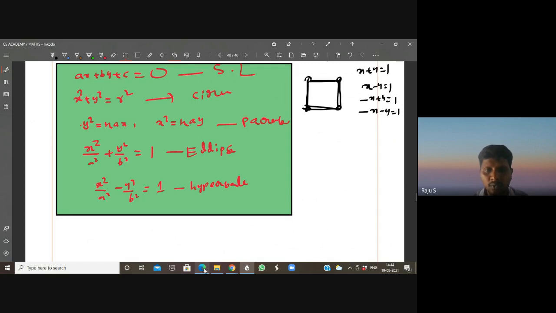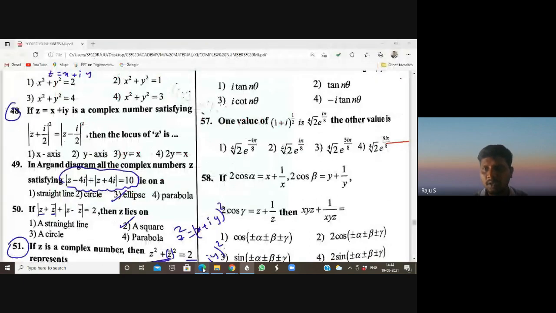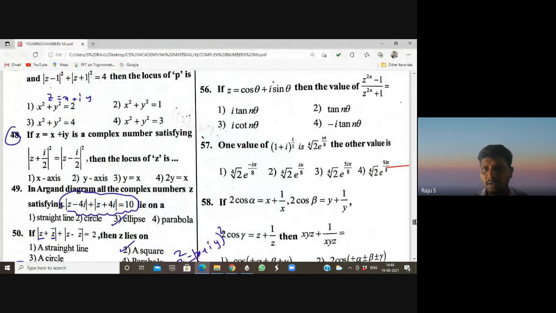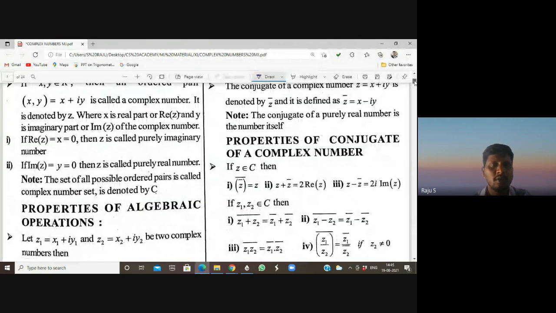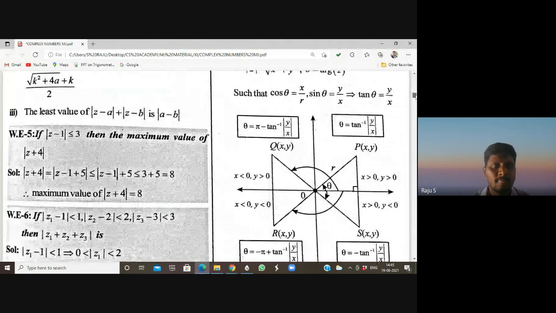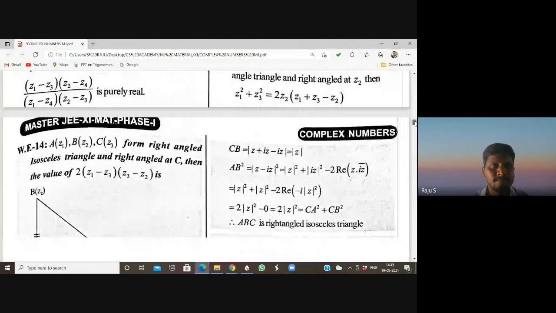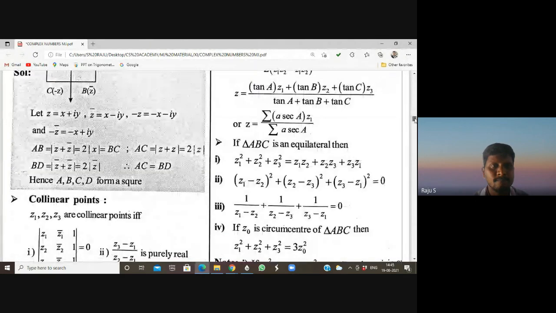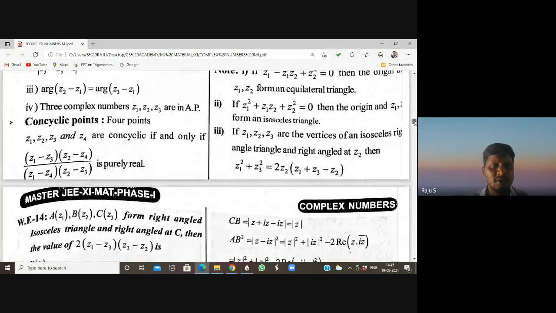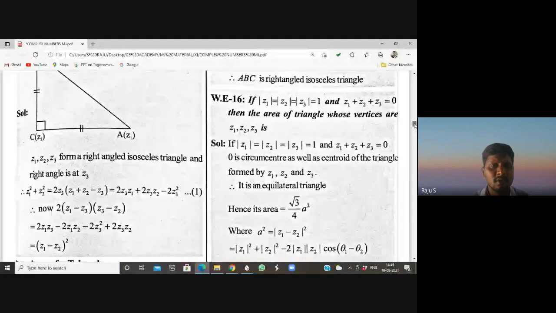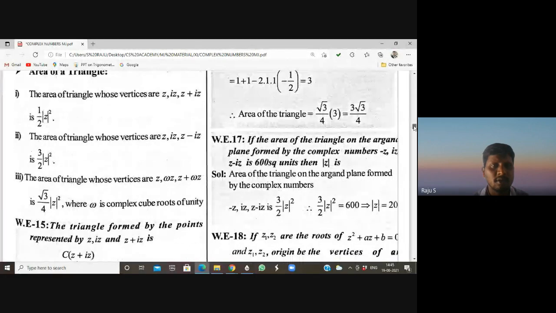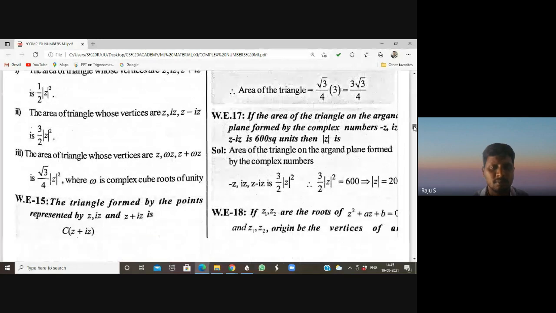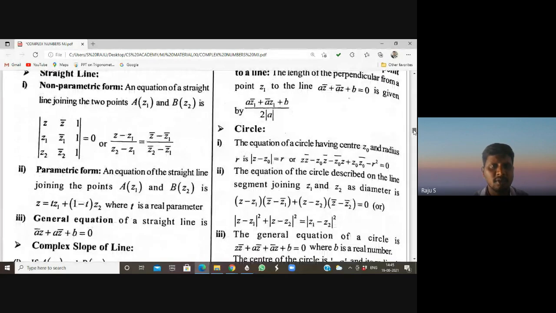Otherwise, I'll do one thing, I'll explain directly here. See, this is like collinear points and concyclic points. You will know all these concepts once we discuss. These are some properties in complex numbers.